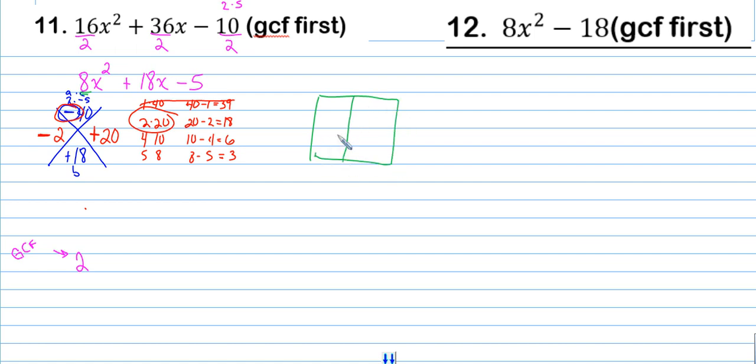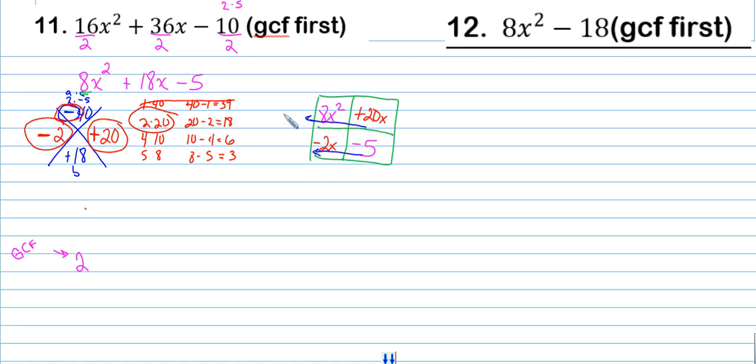Okay. First, your A term, then your C term goes here. I'm going to take my -2 and my +20. I get -2x. I get +20x. Okay. And then I'm going to factor out a GCF. So GCF going this way, GCF going that way.